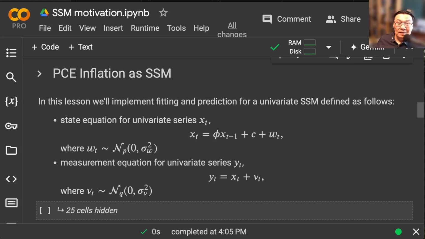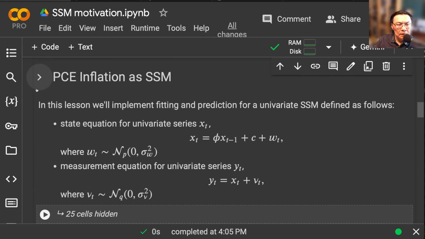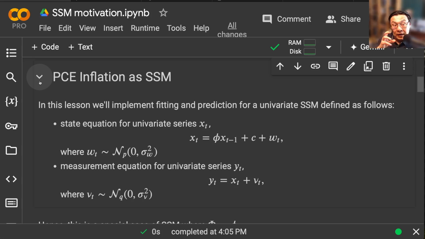Okay, so let's look at our simple example. What I'm going to do in this example is the following. Let me expand this. I'm going to set up a very simple state space model, and then I'm going to fit it to the inflation process, the PCE inflation process.